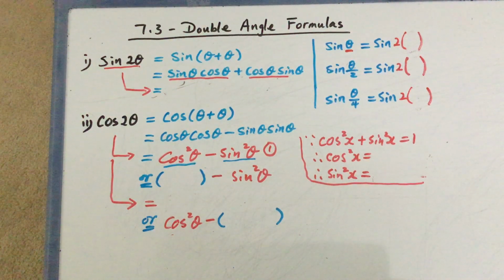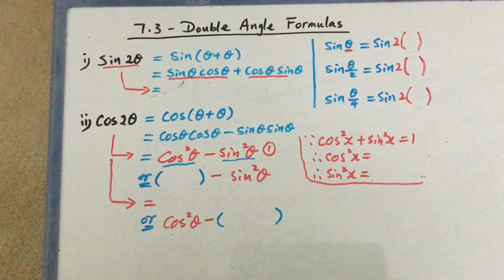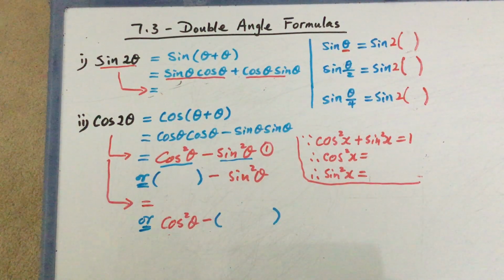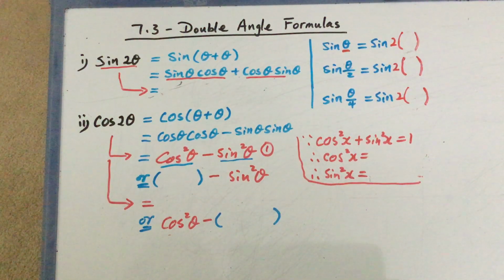Everyone, today's lesson is on 7.3, double angle formulas. Let me just quickly go over the formulas with you again. Since we all know that the double angle formulas for sine, cosine, and tangent all come from the compound angle formulas that we did in 7.2.